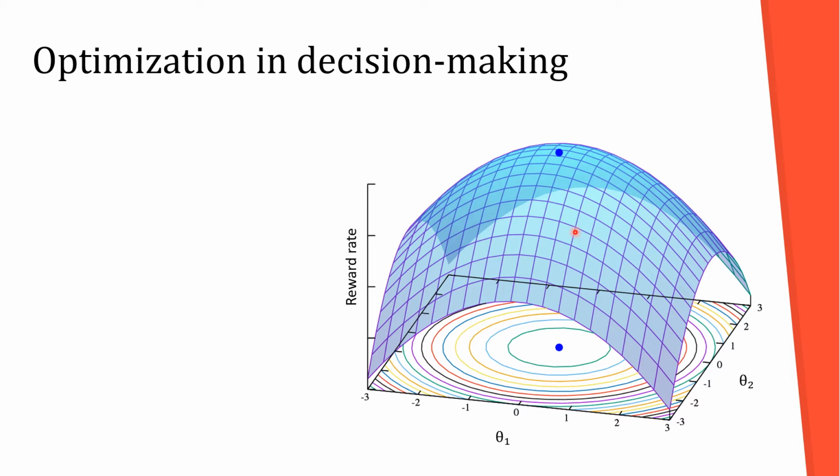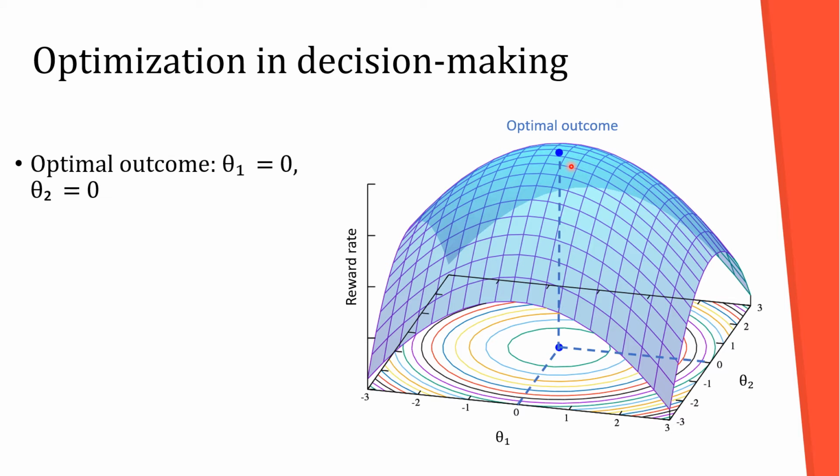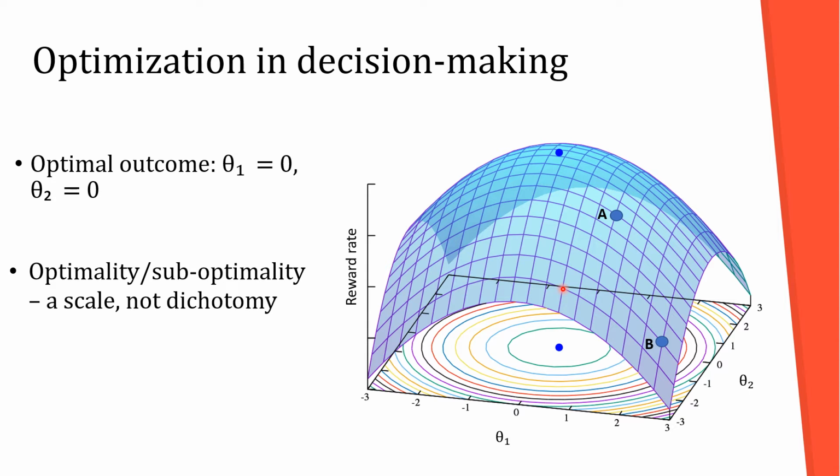As an example, here we have a 3D graph of a hypothetical parameter space with parameters θ1, θ2, and the outcome variable reward rate. As you can see, the outcome with the highest value is generated when both parameters have the value of 0. Of course, different combinations of these parameter values will lead to outcomes closer or further away from the optimal one. For instance, point B is certainly less optimal than point A. And as such, the degree of optimality or suboptimality itself can be considered a spectrum rather than a clear-cut dichotomy.